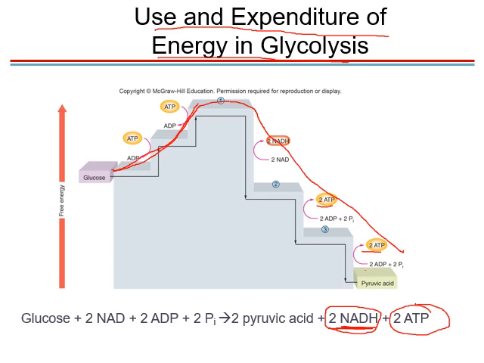And at the end we end with 2 pyruvic acid molecules. This is a 3-carbon molecule. We started with the 6-carbon glucose, so essentially we broke the glucose in half into 2 pyruvic acid molecules. This all occurs without O2, without oxygen, so this can be considered anaerobic.